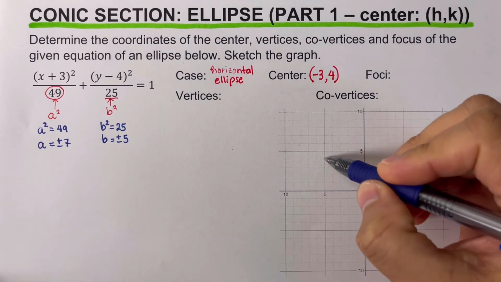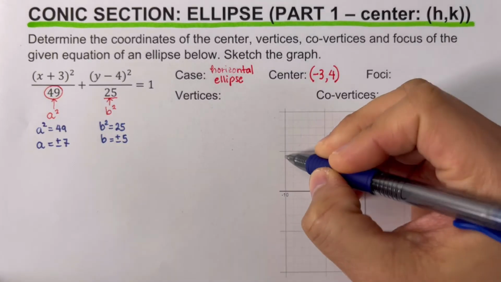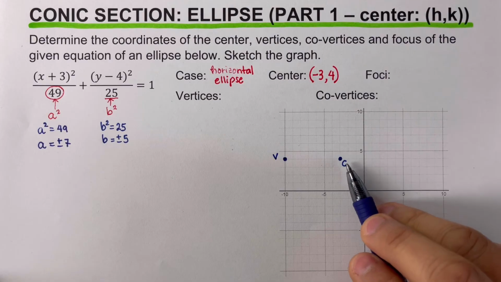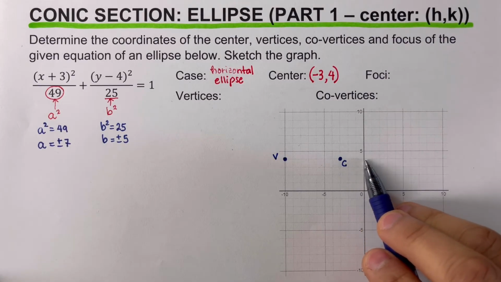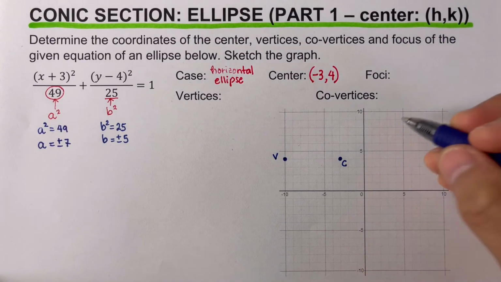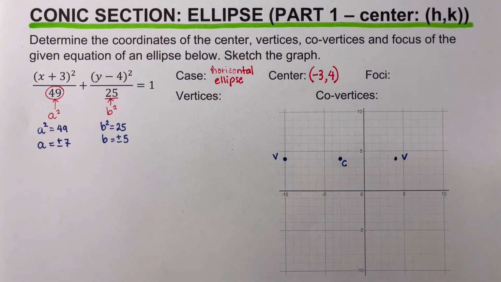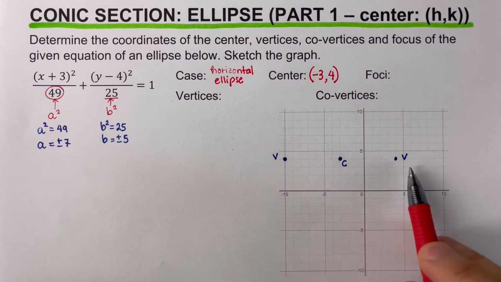So that would be 1, 2, 3, 4, 5, 6, 7. So this is the first vertex, and the other vertex is on the other side across. 1, 2, 3, 4, 5, 6, 7. So this is the other vertex. So that we can go ahead and write the coordinates of these two vertices up here.